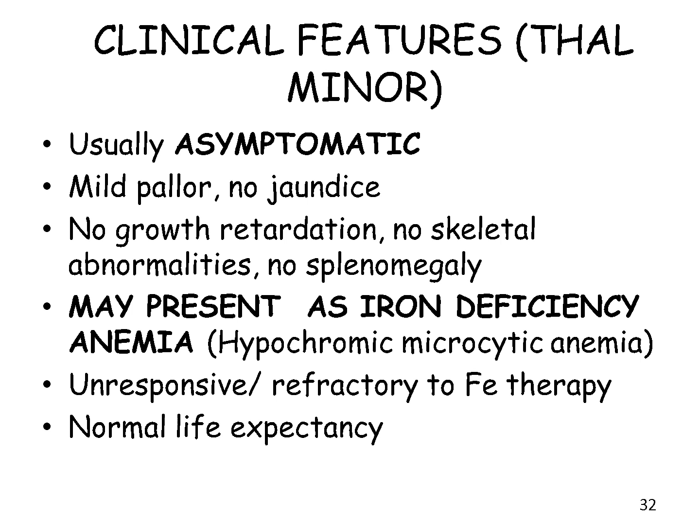Thalassemia minor patients will be asymptomatic. There will be mild pallor, no jaundice, no growth retardation, no skeletal abnormalities, no splenomegaly. It may present as iron deficiency anemia. There will be hypochromic microcytic anemia, unresponsive to iron therapy. There will be a normal life.